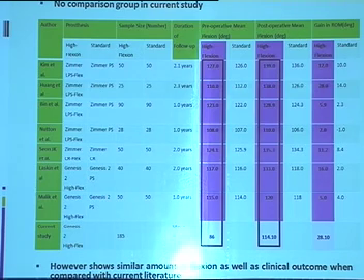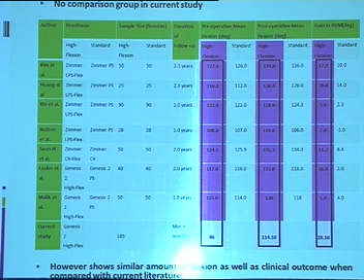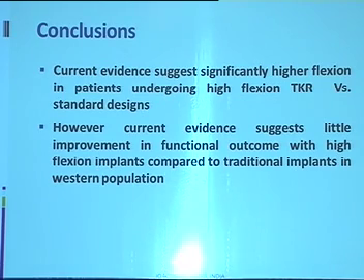but the mean gain in range of movement with the high flex knee was almost equal or better than the other studies, and if you compare to the standard group, it was much higher. So to conclude, the current evidence does suggest that there is some difference in the flexion gained by using a high flexion TK, but whether it translates into functional improvement is a matter of debate. Thank you.